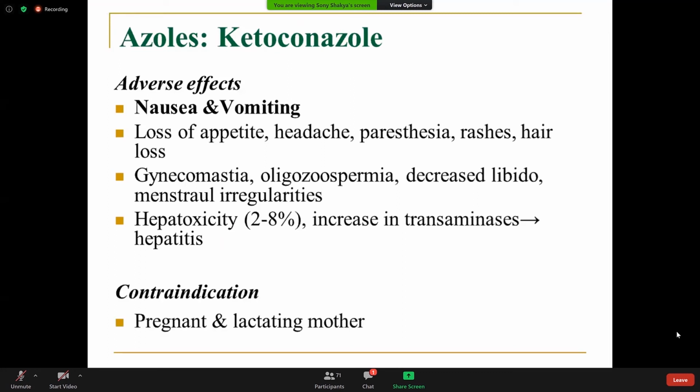So coming to contraindication: pregnant and lactating mother. Okay, regarding the adverse effects of ketoconazole, nausea and vomiting are common, that's fine. Please remember gynecomastia, oligozoospermia, decreased libido, menstrual irregularities. This is also very clinically important and common with ketoconazole, because ketoconazole also inhibits the synthesis of steroids and sex hormones in male and female. So that can lead to this kind of problem. So it is contraindicated in pregnancy and in lactating mothers.